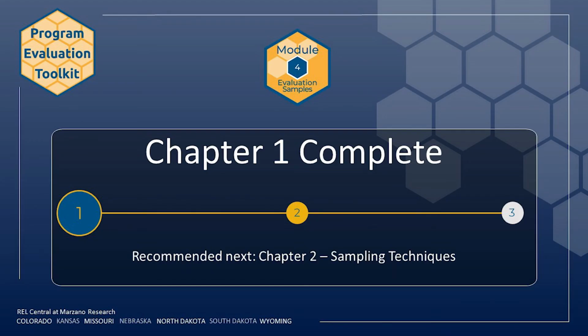Next, Chapter 2 explores different sampling techniques and shows how each technique might be used in the context of the AMP example, the after-school middle grades math program introduced in Module 1.